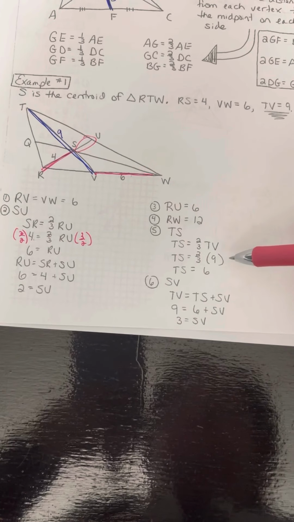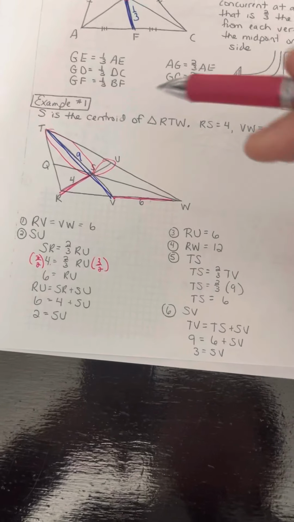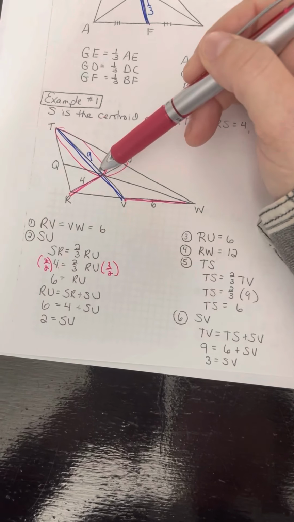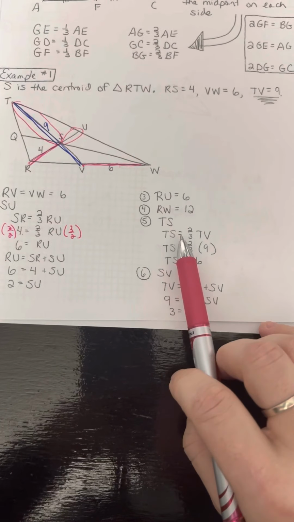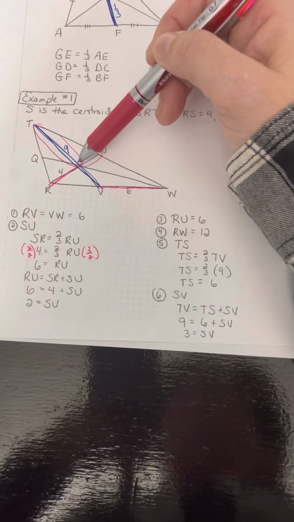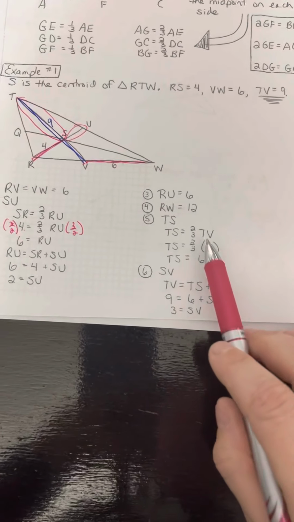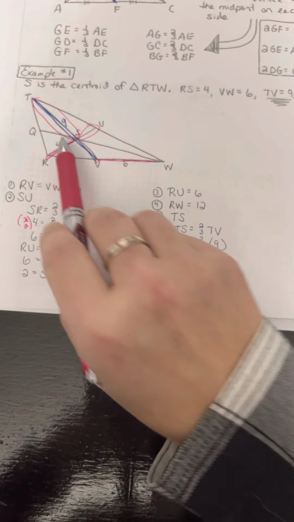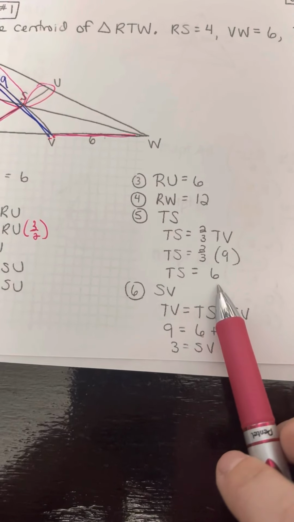Look at TS. So TS is this segment right here. TS is my 2/3 segment because it starts at a vertex and it ends at the centroid. So look how I set this up. I said TS is 2/3 of TV. I plugged in TV as 9 because that's the information that I know. And then I simply multiplied. 9 times 2 is 18, divided by 3 gives me 6.